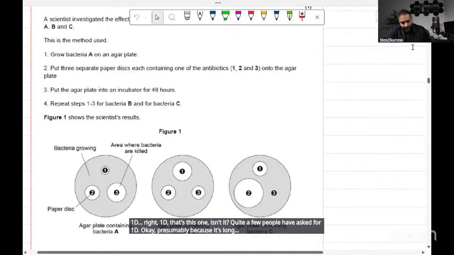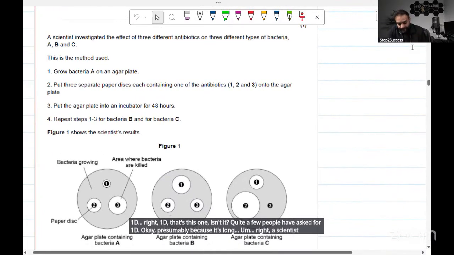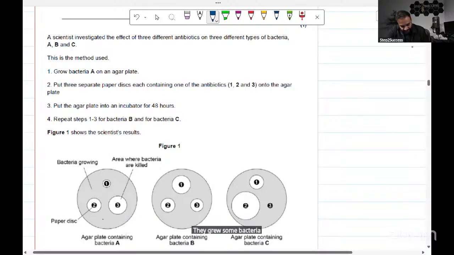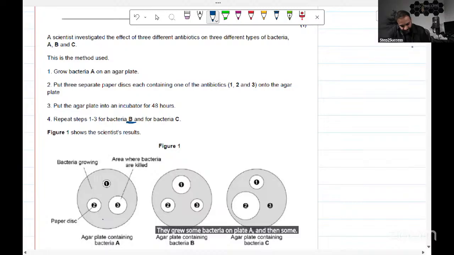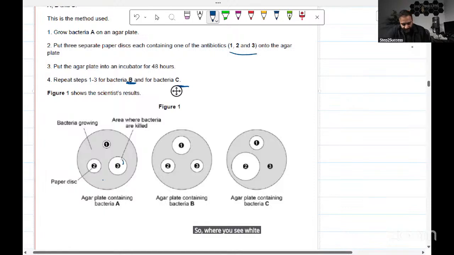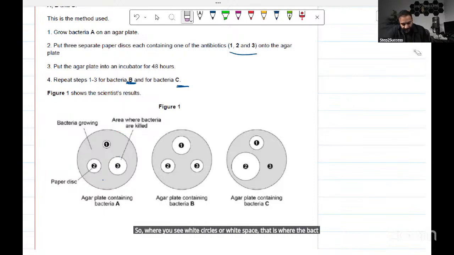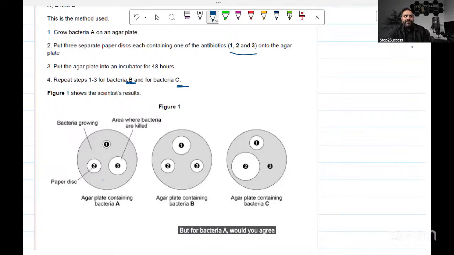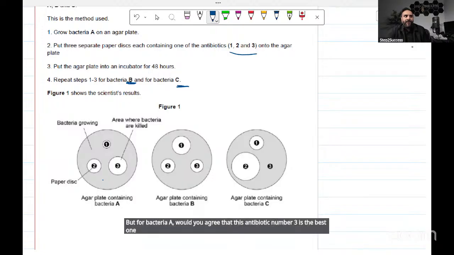A scientist investigated the effect of three different antibiotics on three different types of bacteria. They grew some bacteria on plate A and then some different bacteria on B and a different bacteria on C. They used three different antibiotics. So one, two, and three. And then they left all of these for a while and came back and had a look at what happened. Where you see white circles or white space, that is where the bacteria has been killed. So we can see just by looking at this that for bacteria A, would you agree that antibiotic number three is the best one at killing it? That's why, because it's got a bigger circle.